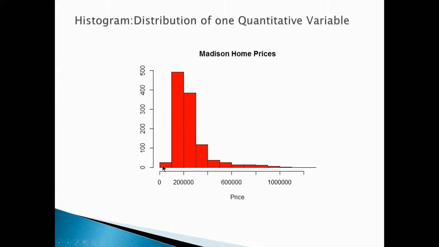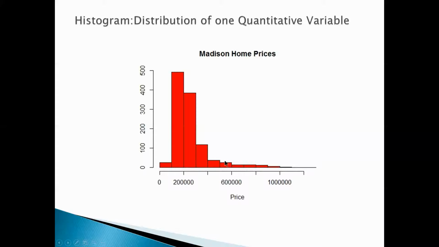So this first tiny one tells us how many houses there were for sale between $0 and $100,000. And on the y-axis, that tells us how many houses there were. So between 0 and 100,000, I don't know, maybe it was 20 houses. Between 100,000 and 200,000, almost 500 homes for sale. Between 200,000 and 300,000, down here on the x-axis, there were a little under 400 homes for sale.